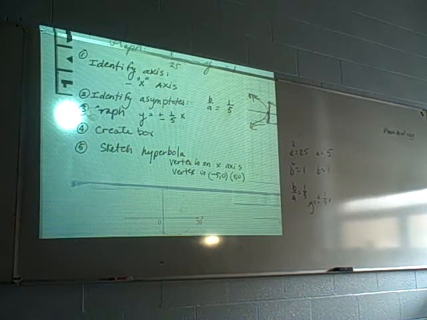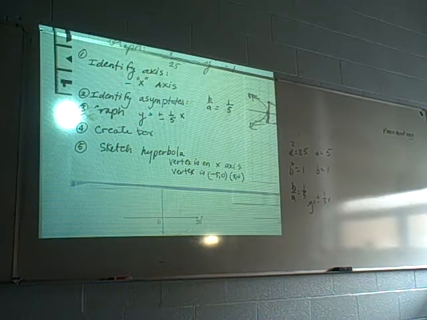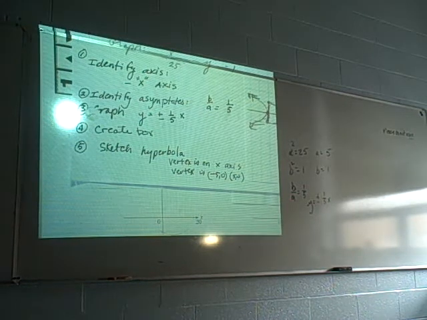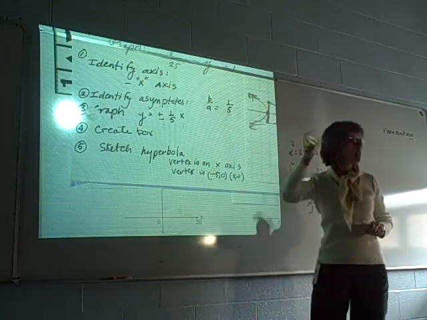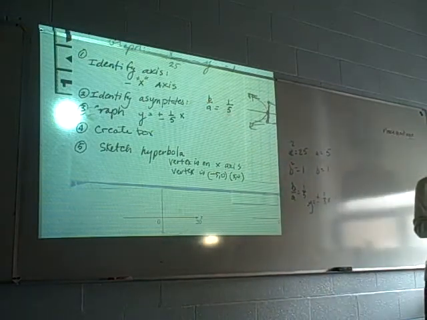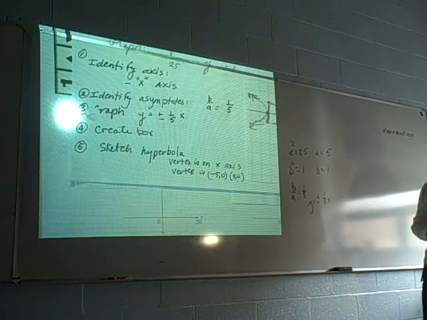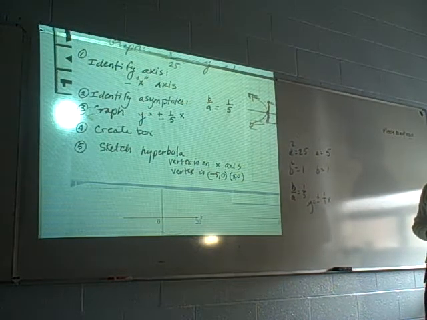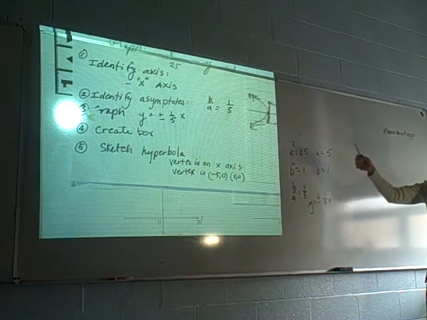We're going to identify the asymptotes. So the equation for the asymptotes is b over a on the x-axis. All right, so on the x-axis, it's b over a, and then when it's on the y-axis, it's actually going to be a over b. Okay, so that's important to know. All right, so then I'm going to graph y equals plus or minus 1/5 x.